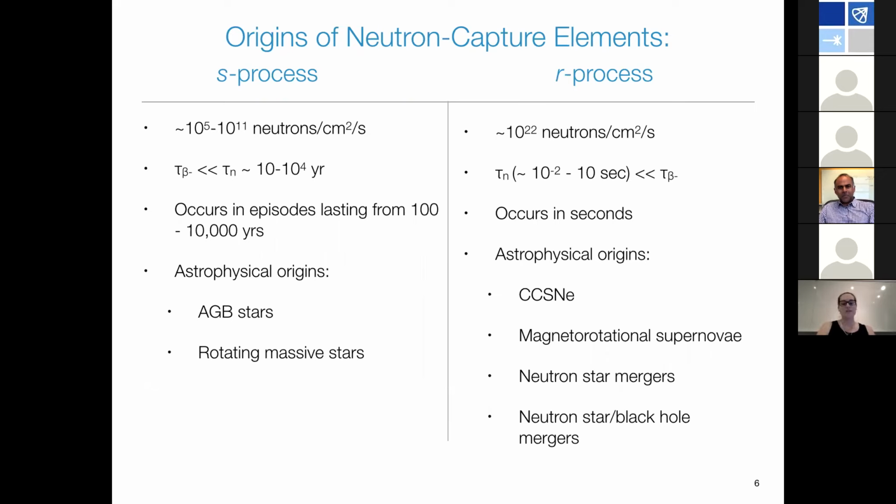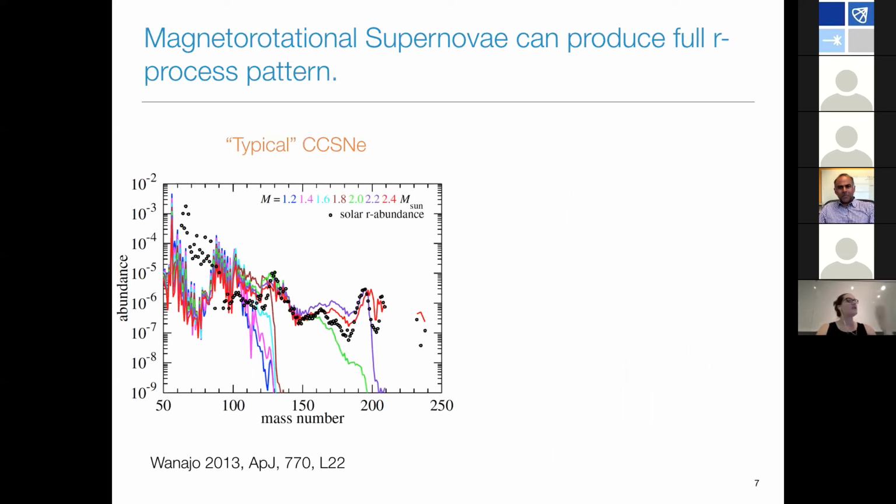So the origin of the S process is very well known and has been studied for a long time, but the origin of the R process is still up for debate, and that's the main topic of this talk. So one possibility is core collapse supernovae. We'll discuss typical core collapse supernovae first, which is shown on the slide right now. And then we'll talk about magnetorotational supernovae, which is one of the rare types of core collapse supernovae that could produce a lot of our R process.